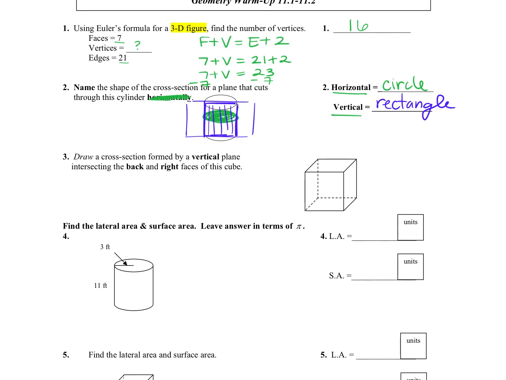This is the one that you actually have to draw in for me. So it says draw a cross section formed by a vertical plane intersecting the back and right faces. What's vertical? Up and down, okay? So if it's a vertical plane in the back and right, you just need to make sure the vertical lines you draw go from top to bottom on both of those. So on the back face, I'm going to put mine here. Okay, but then also vertical on the right face, that would be here. Okay, so draw those vertical lines.